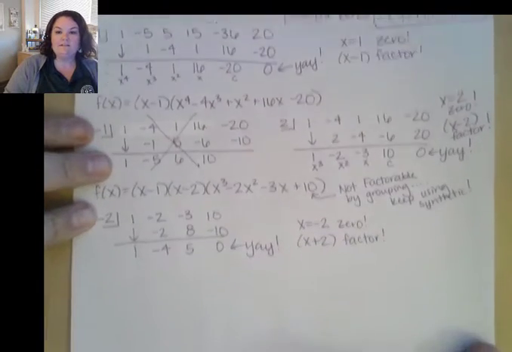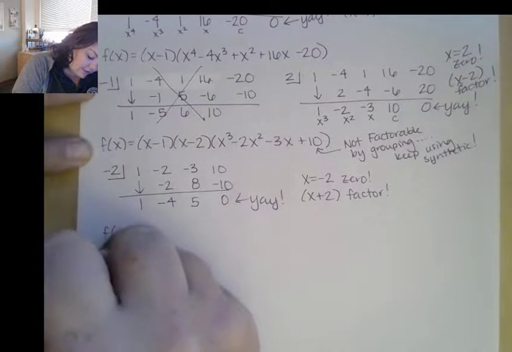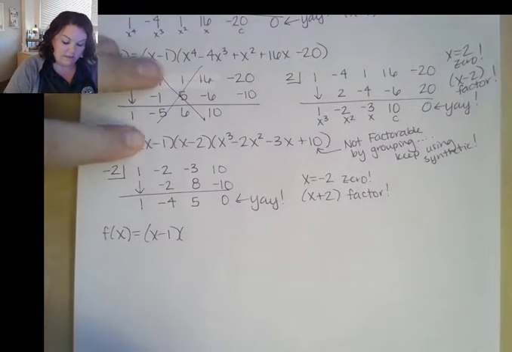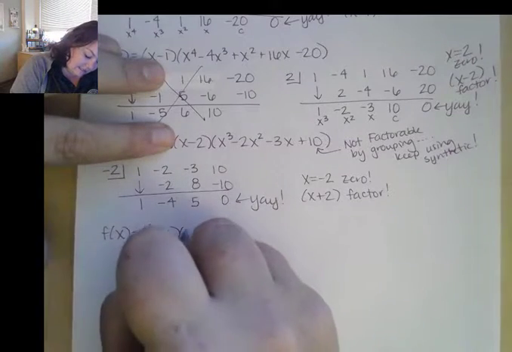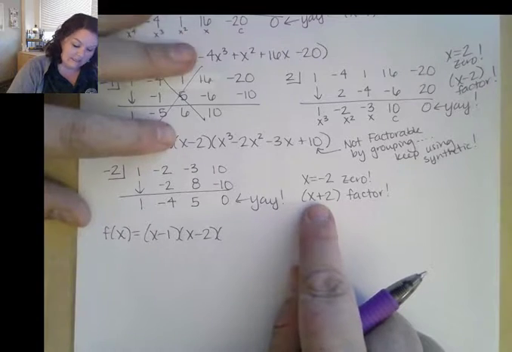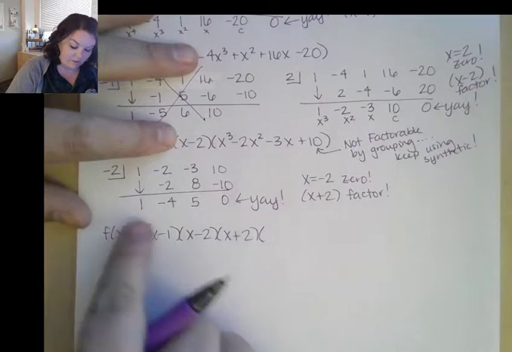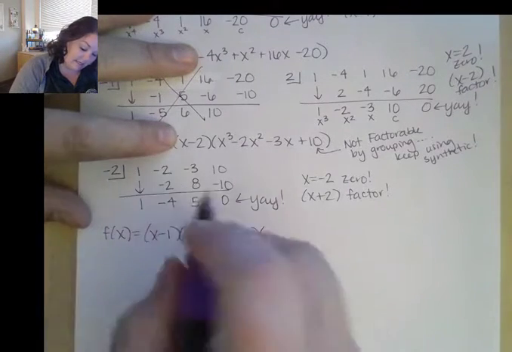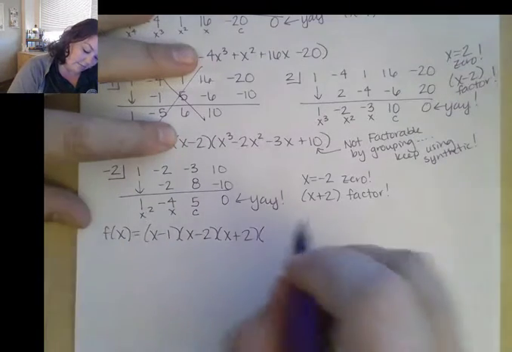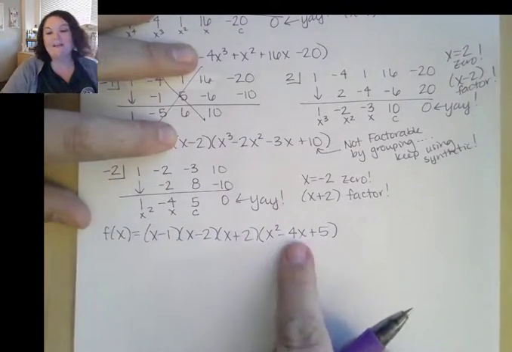Okay, so let's see where we're at now. Factoring this guy, our original function is equal to the factor we got from our first synthetic, which was x minus 1, the factor we got from our second synthetic, which was x minus 2, and now this factor that we got from our third synthetic, which is x plus 2, times our remaining factor, which is what we get here from synthetic. So this is my constant term, my x, and my x squared. So I'm left with x squared minus 4x plus 5. And now I can just factor this, right?